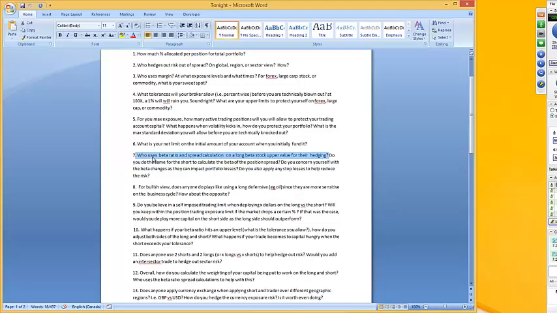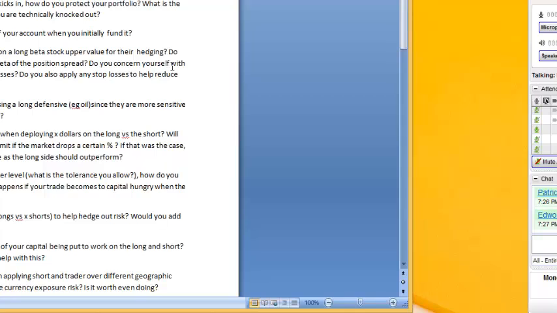All right. How many of you use beta ratio and spread calculation on a long beta stock with an upper value for hedging? Anybody do beta ratio and spread calculations on their real-time trading portfolio? Anybody know about it? This can be applied to any type of... Jeff says yes.